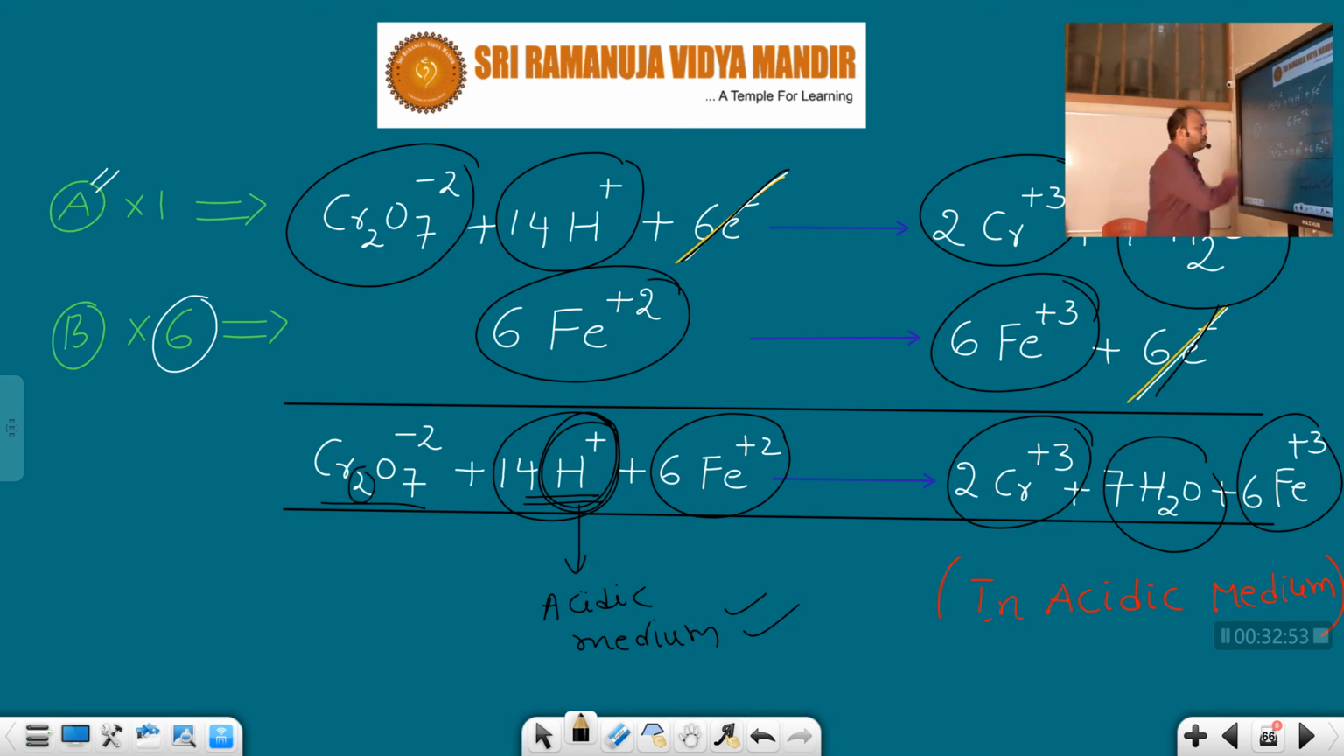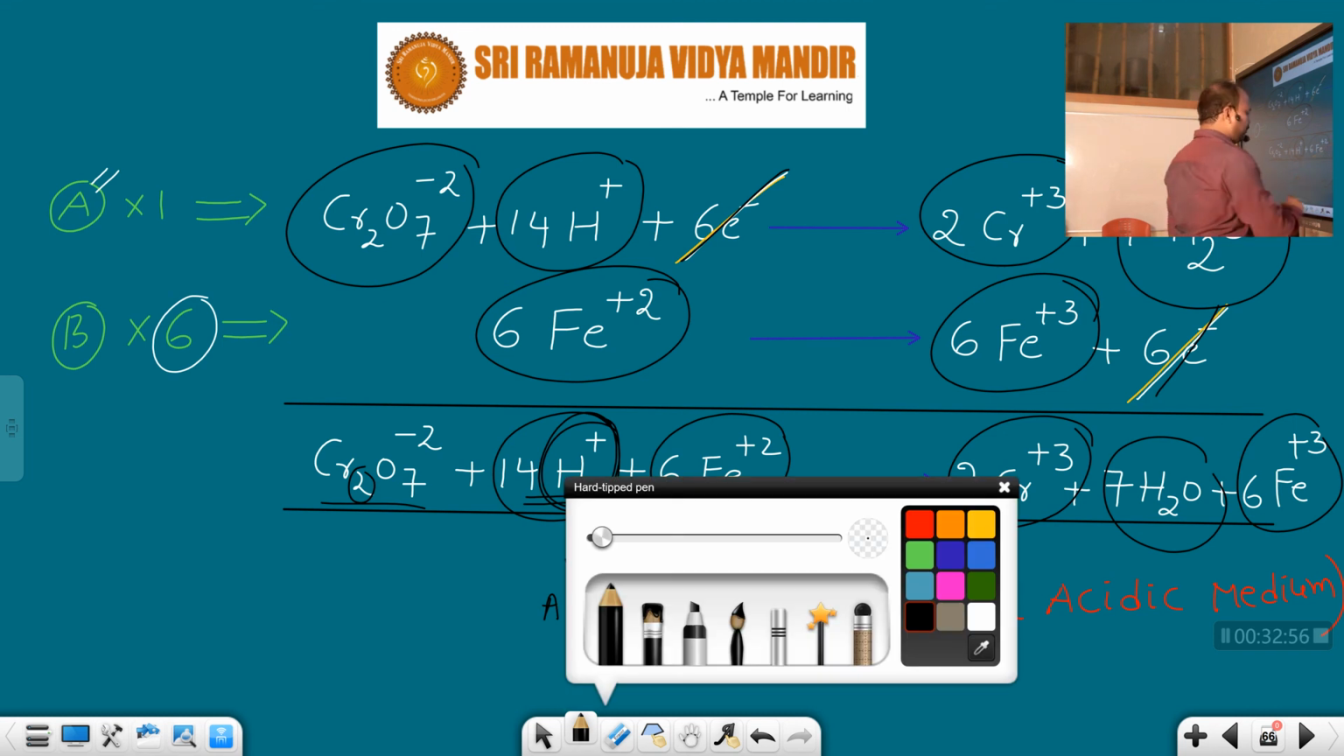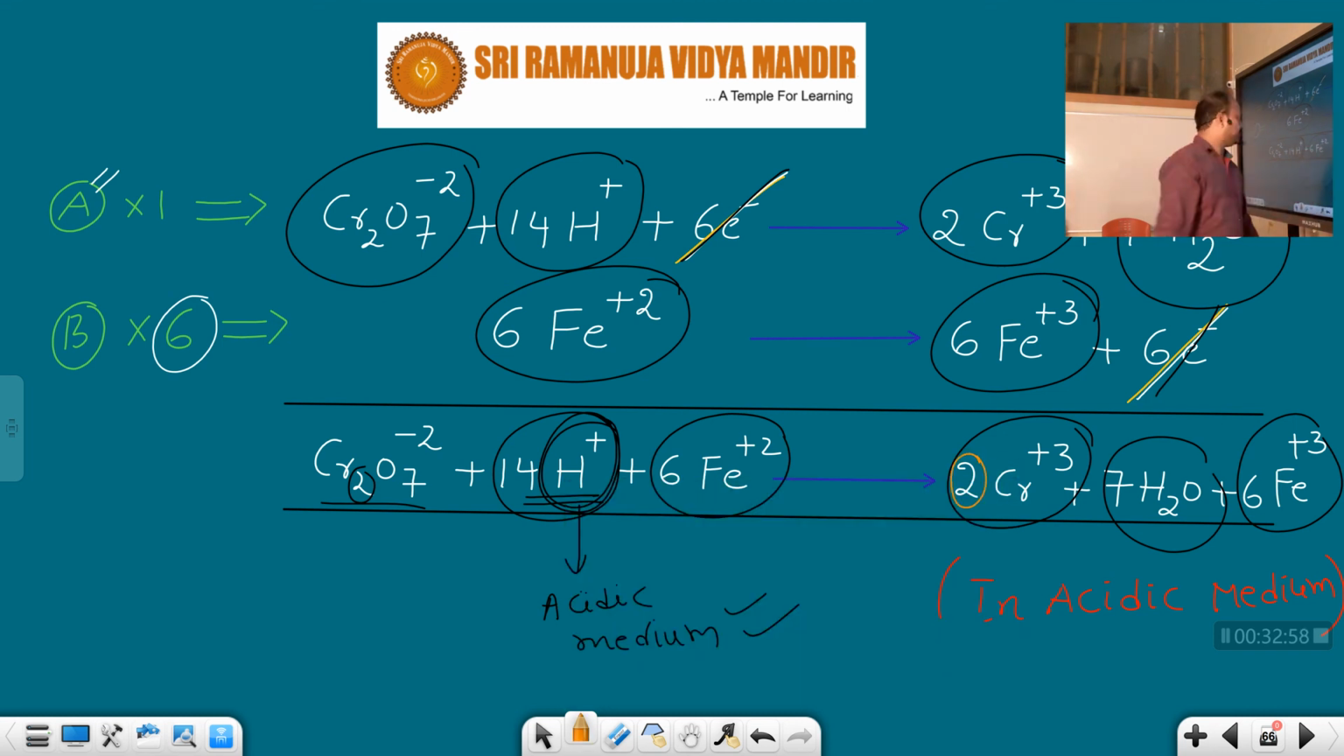How many chromiums are there? 2 on the left hand side, and of course 2 on the right hand side. How many hydrogens are there? 14 hydrogens, and here also 7 times 2 is 14 hydrogens. How many irons? 6 irons, and here also 6 irons. After that, take a look at oxygens. 7 oxygens are there, and here also 7 times 1, that means 7 oxygens. So all atoms of the elements and the charge are balanced, and this reaction takes place in acidic medium. This reaction is now balanced.